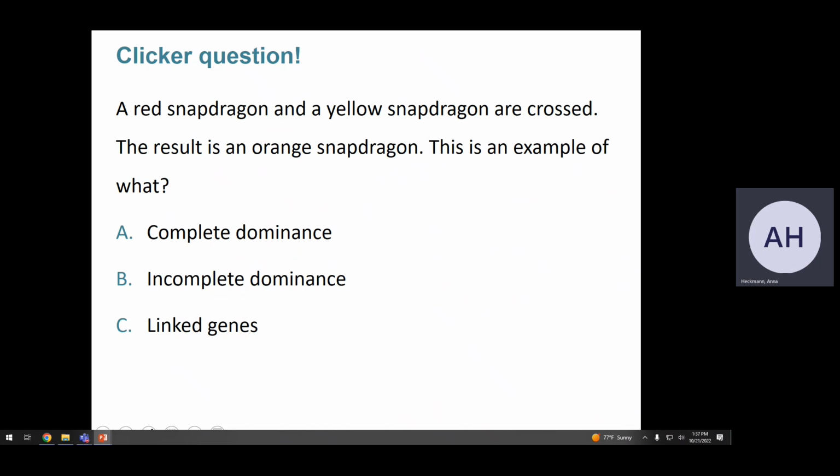This is your next clicker question. You should take note of this. It may or may not be on the quiz at the end. And the correct answer here is B.